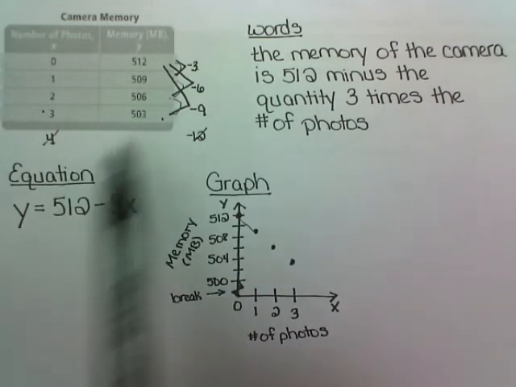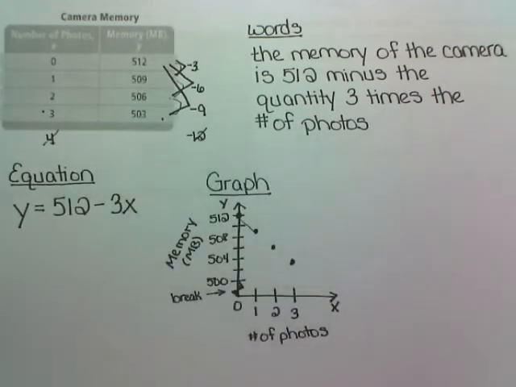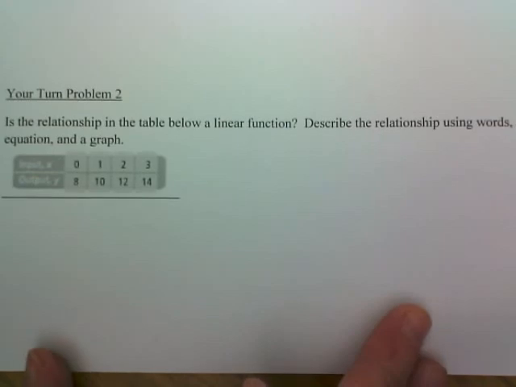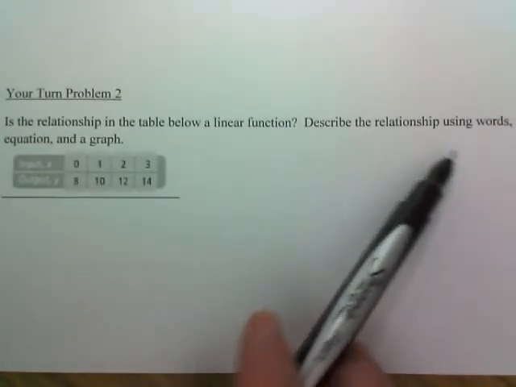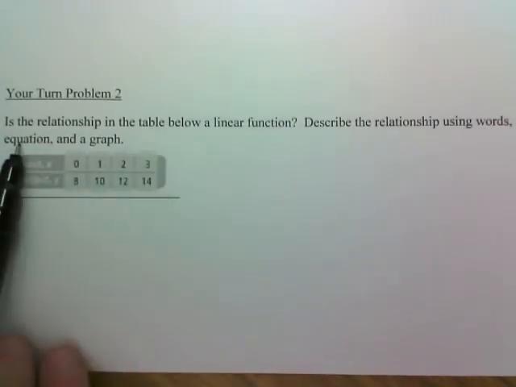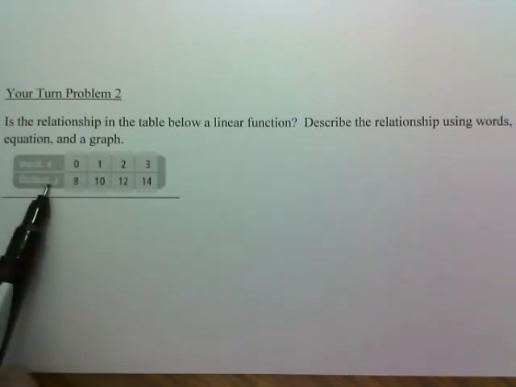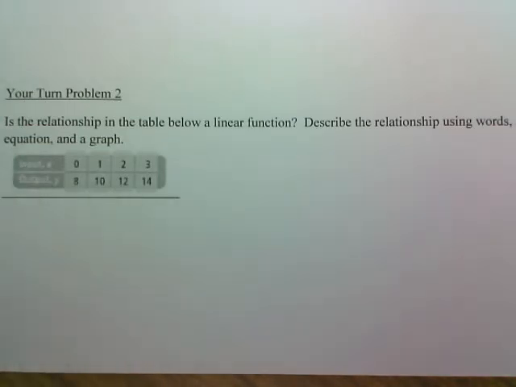Alright, so take this linear function representation here and do this your turn problem. A little bit smaller number, so it should be a little bit easier. Now I want you to describe this relationship using words, an equation, and a graph, just like we did the last problem. This one doesn't have anything special as far as photos and memory and that sort of thing. It just has inputs and outputs, but still make sure that you label your X and Y axis on your graph.